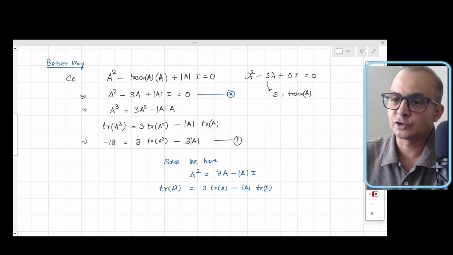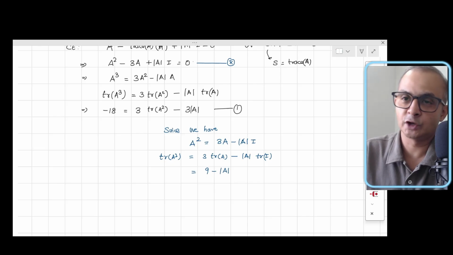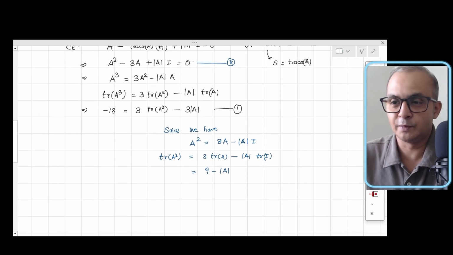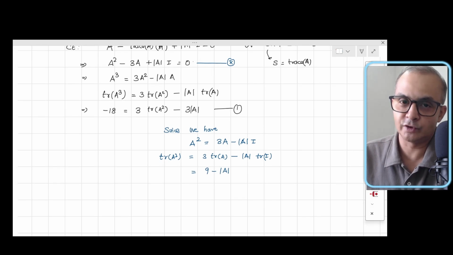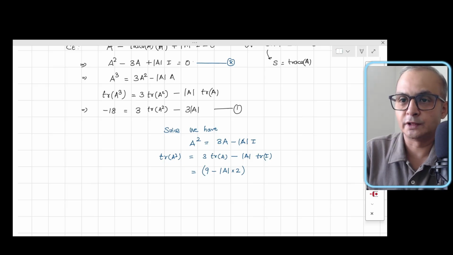Notice here the trace of A is already given to us, that is 3. So it will become 3 times 3, 9. And here determinant of A as it is, and trace of I, because the matrix is a 2 by 2 order matrix. So trace of I will become 2, because the diagonal entry sum will be 2 for the identity matrix of 2 by 2. So that will become determinant of A times 2.